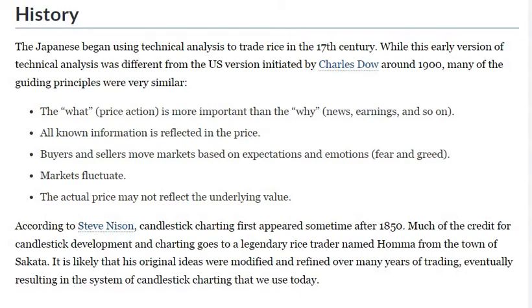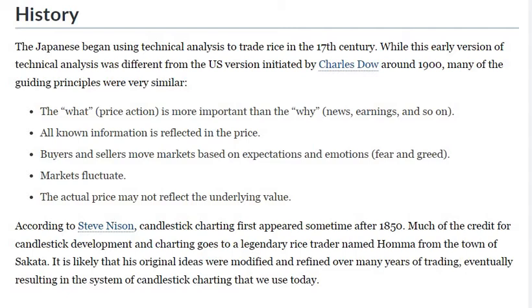The two most powerful emotions in the price segment are fear and greed. Markets tend to fluctuate from higher to lower levels during extremely volatile conditions. The actual price may not reflect the underlying value, which means that the intrinsic value of the stock may be completely different from the market value of the stock price.